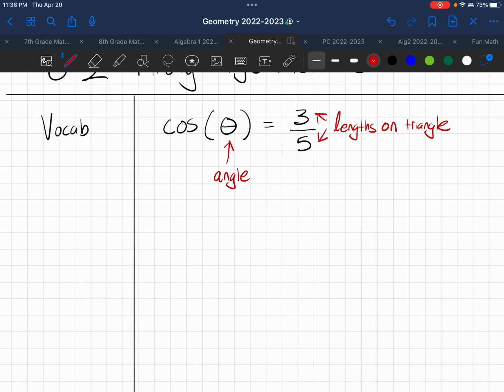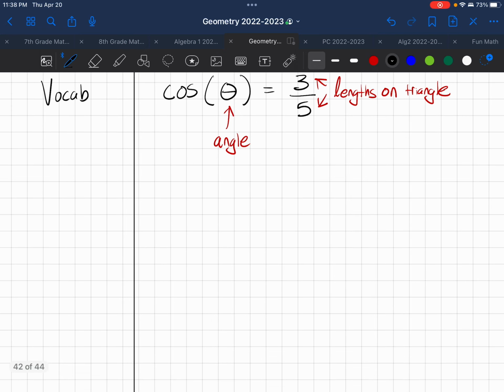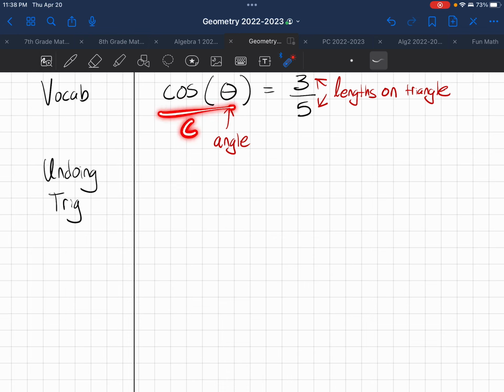So next I want to teach you how to undo trig. So we'll say undoing trig. So what if I want to untrap this angle? I want to get rid of cosine. And a lot of students mistakenly believe you just divide by cosine because this looks like cosine times theta, and that's incorrect. So don't do this. This is bad.